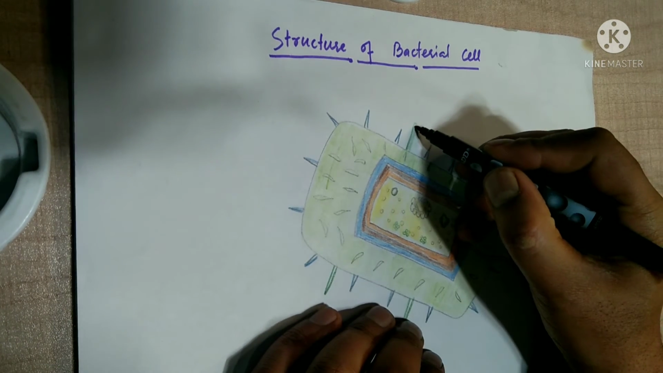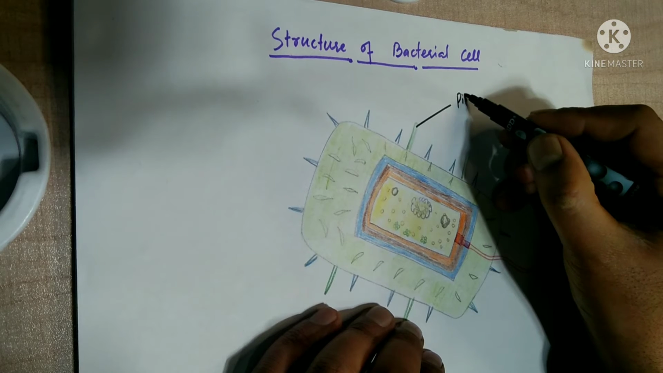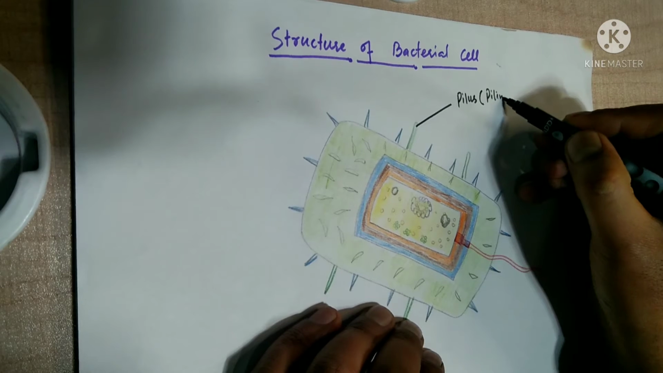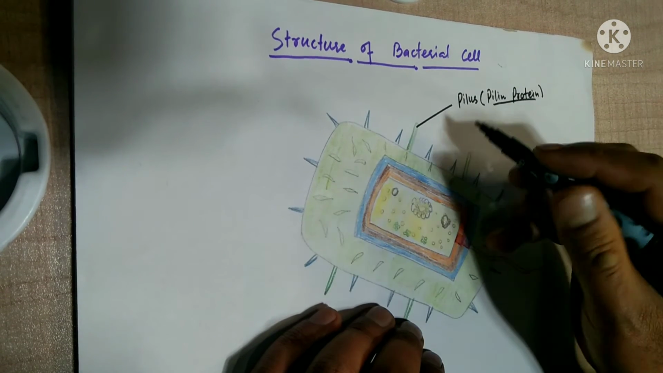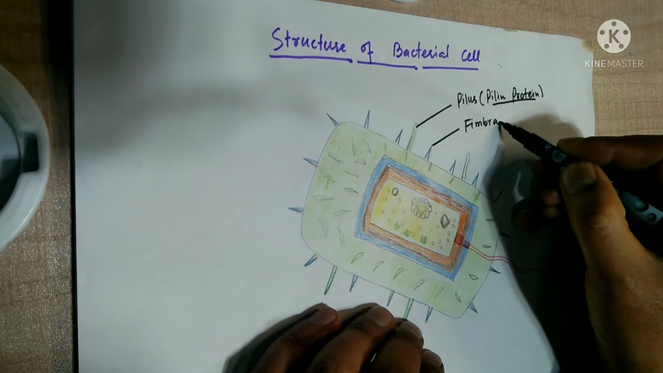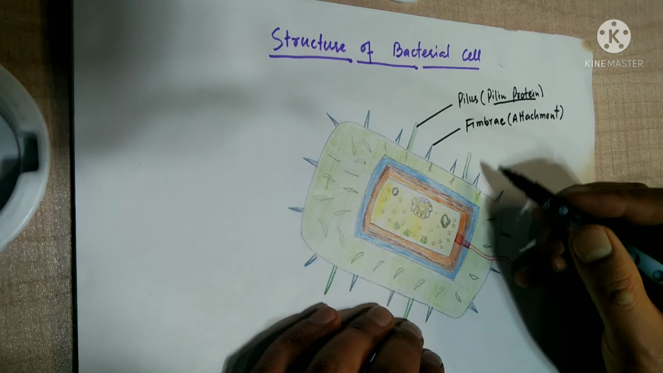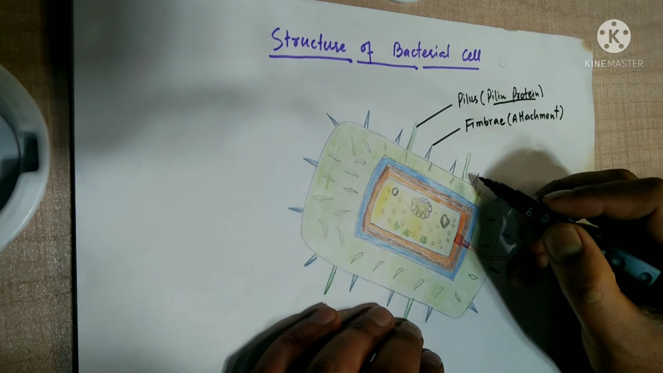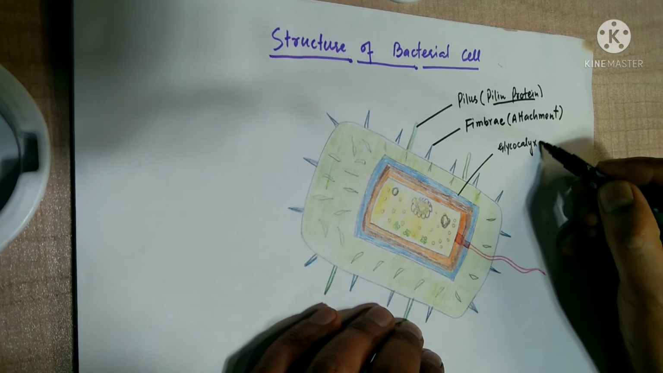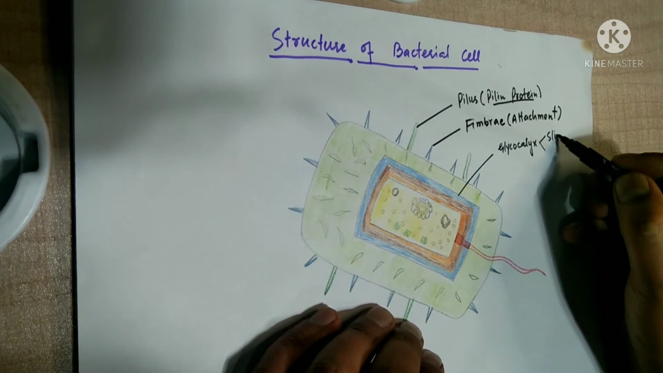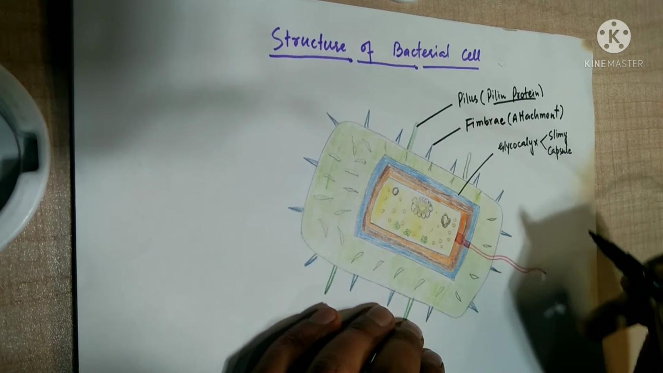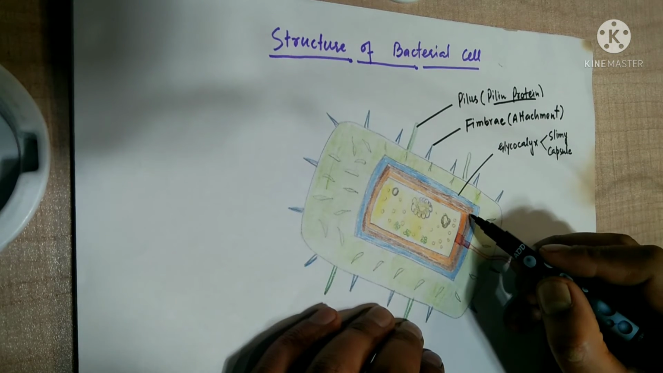this structure is called pilus. It is made of a protein called pillin protein, and this is called fimbriae, and fimbriae help us in attachment. Then the external covering in the form of glycocalyx. It may be slimy and it may be capsular or capsule. Inner to this there is cell wall.